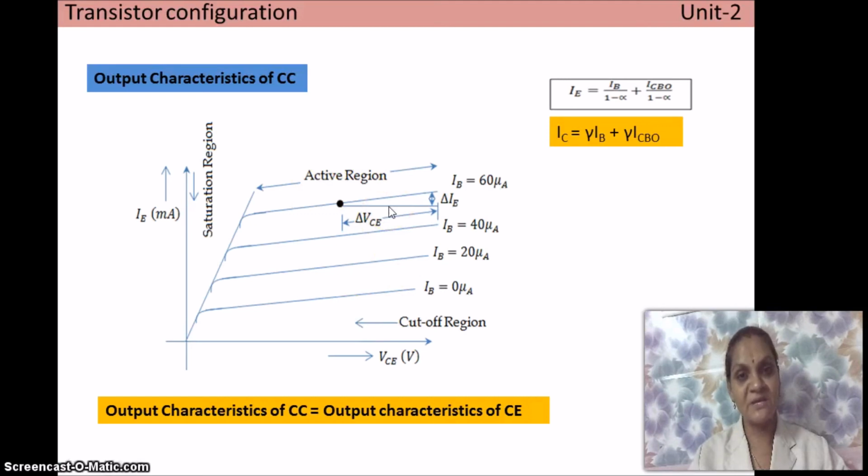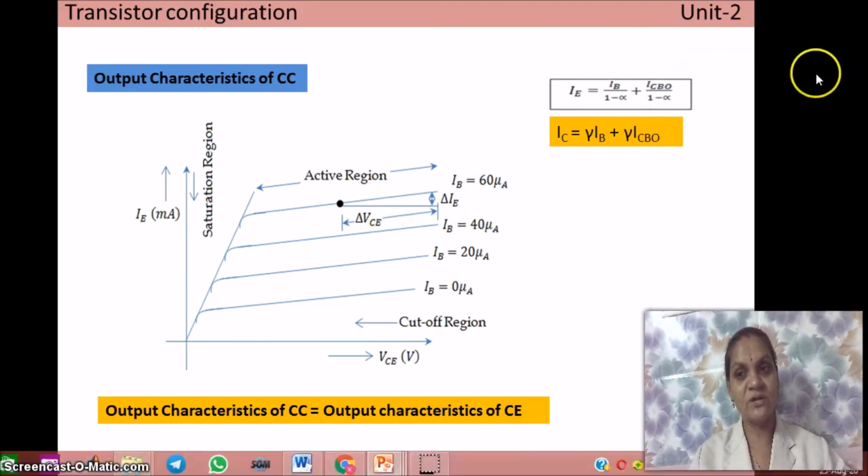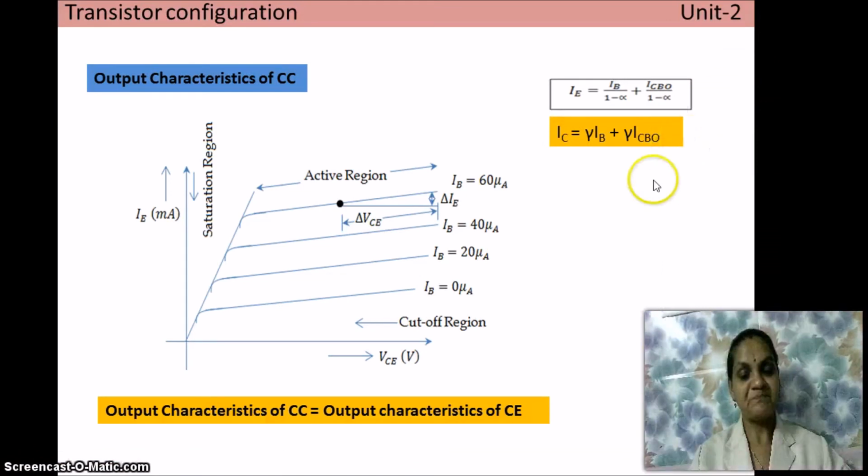One of the main applications of common collector is that it is widely used for impedance matching. Impedance matching, in the sense that common collector has very high input resistance and very low output resistance. Normally this can be used as an intermediate device between a high impedance source and a low impedance load in order to avoid the voltage drop between the source and the load. So this device acts as a perfect impedance matcher.